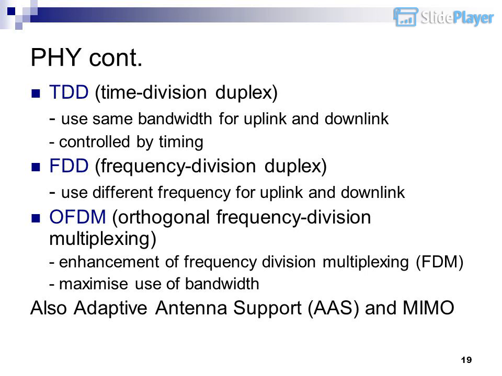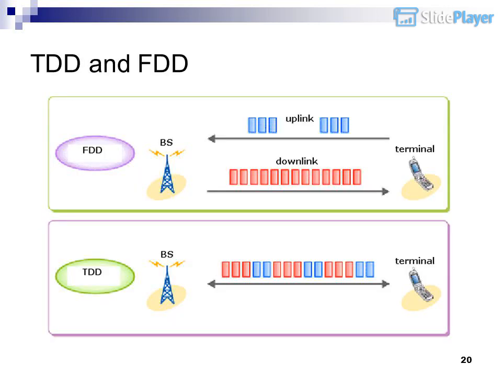PHY continued. TDD, time division duplex, uses the same bandwidth for uplink and downlink, controlled by timing. FDD, frequency division duplex, uses different frequencies for uplink and downlink. OFDM, orthogonal frequency division multiplexing, is an enhancement of frequency division multiplexing, FDM, that maximizes use of bandwidth. Also adaptive antenna support, AAS, and MIMO. TDD and FDD.